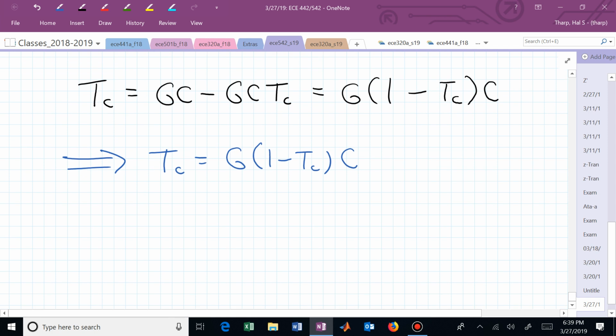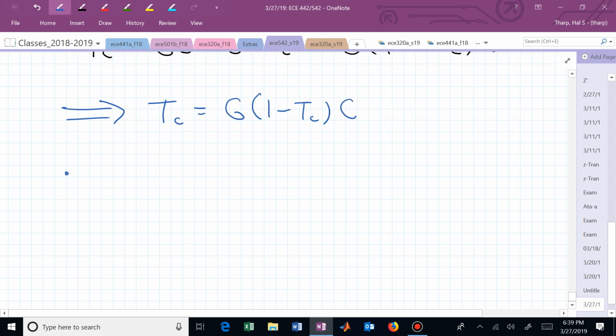And now we can simply divide the G and the 1 minus T sub C factors through on both sides and end up with an expression for C. So that now we can say, that's our C expression. C of Z is now 1 over G of Z.